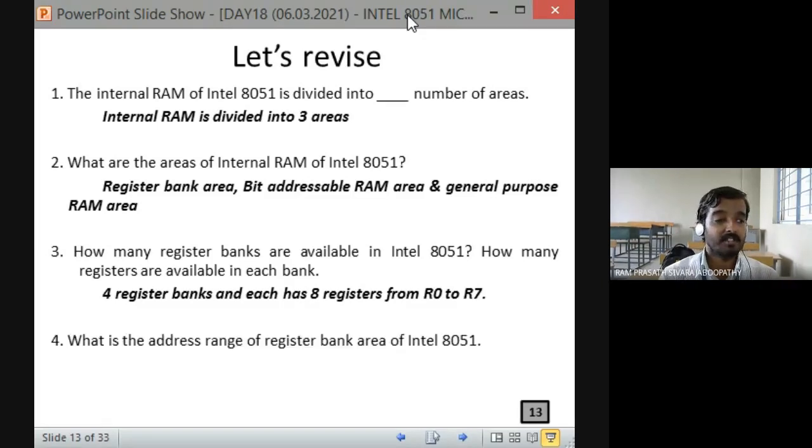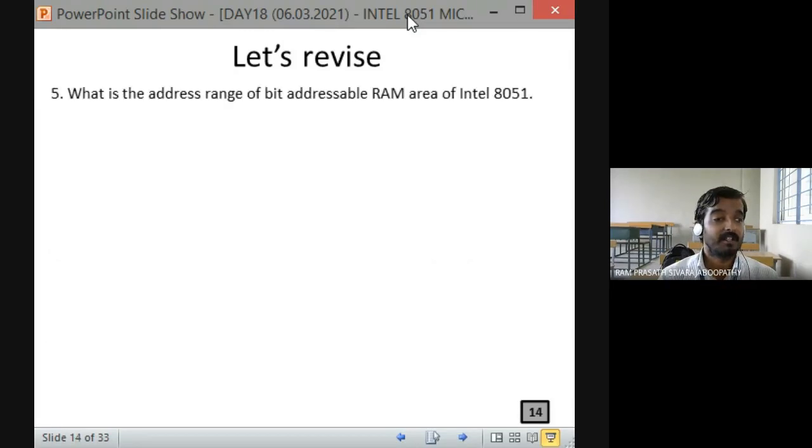Fine. What is the address range of the register bank area? From what to what did we see in that diagram? Yes, 00 to 1F. Very good. Fine. Then, what is the address range of the bit addressable RAM area? Another 16 bytes. Correct? 20 to 2F. Very good. So 20 to 2F.